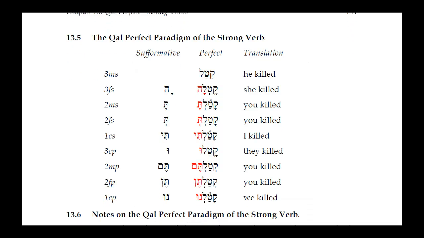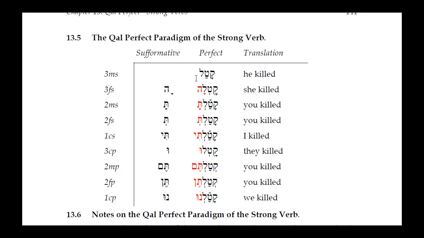So we're going to look at this paradigm, the Qal perfect paradigm, and you'll see that the vowels and consonants that are highlighted are what we call the sufformative endings, or the suffixes on this verb. We look at the root here, it's qatal. The root qatal in the third masculine singular stays the same. This is the lexical form, the form that you will find in the lexicon when you're looking it up, the Qal perfect third masculine singular form.